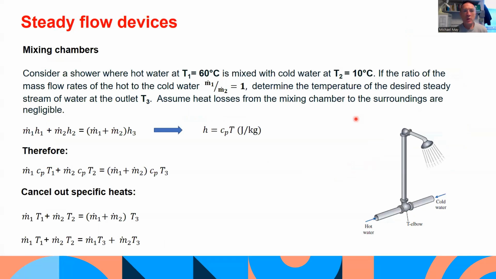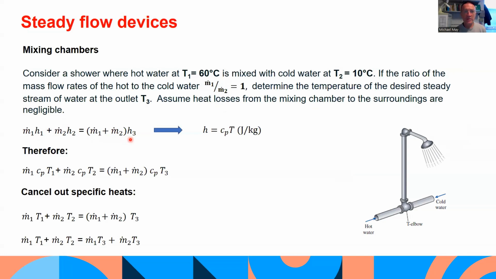So consider a shower where hot water is coming in at 60 degrees. It's mixed with cold water at 10 degrees. If the ratio of the mass flow rates of the hot to the cold water, m.1 over m.2, equals 1, that basically means that m.1 equals m.2. The flow rates are the same. Determine the temperature of the desired steady stream of water at the outlet, T3. Assume heat losses from the mixing chamber to the surroundings are negligible. So this is the equation: mass flow rate of the first stream by its enthalpy, plus the mass flow rate of the second stream by its enthalpy, equals the mass flow rates combined multiplied by the enthalpy at the outlet.